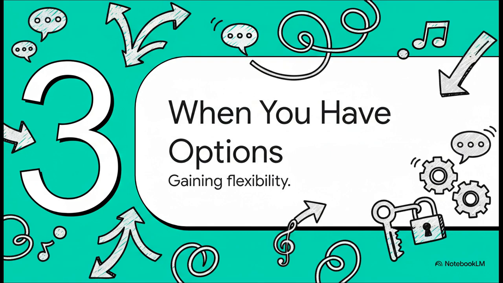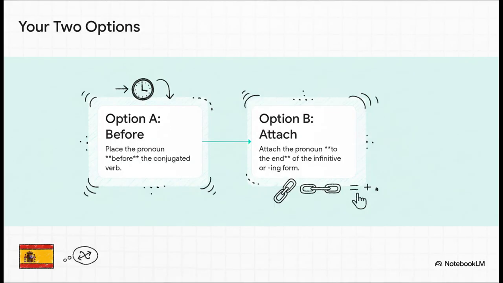So, now that we've totally nailed the main rule, let's get into the fun part, the situations where Spanish actually gives you some choices. This isn't about new, complicated rules. This is about adding some flexibility that helps you sound even more natural. This choice only pops up when you have two verbs working together as a team, like in a phrase like I am going to buy or she is reading. When you see that, you get two perfectly correct options.